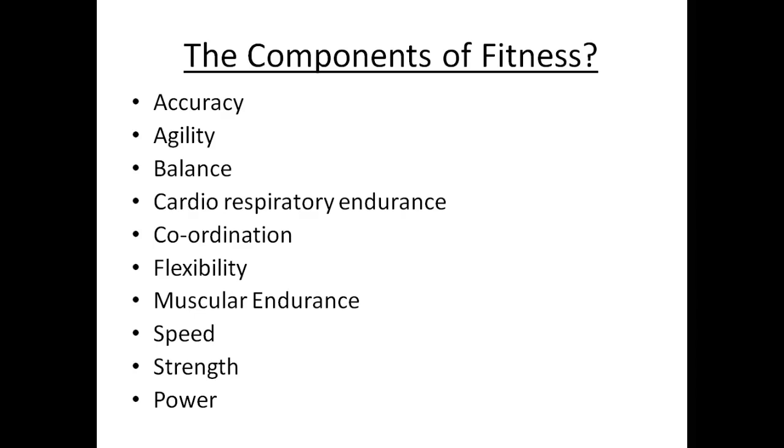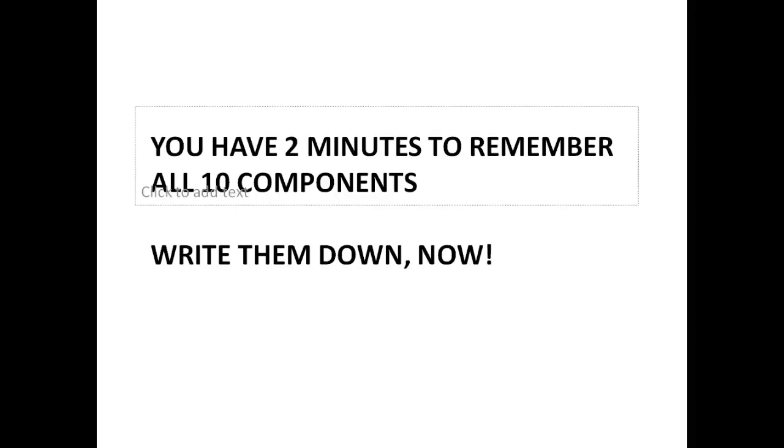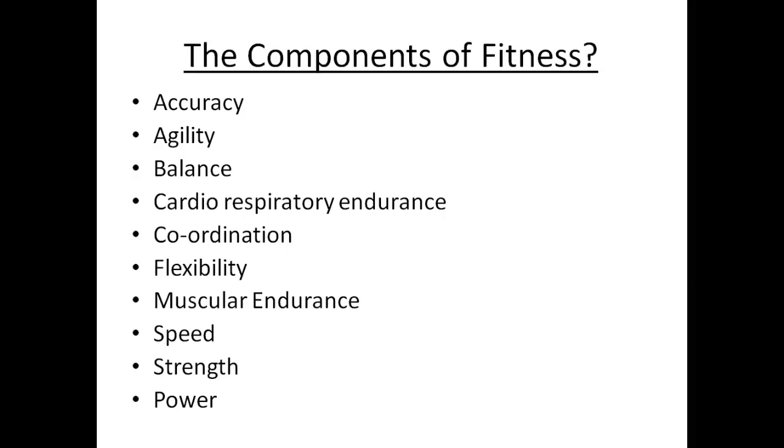In alphabetical order, the components of fitness are accuracy, agility, balance, cardiorespiratory endurance, coordination, flexibility or range of movement, muscular endurance or stamina, speed, strength, and finally power. They're the 10 components of fitness. So you've got 2 minutes to remember all the components. Write them down now. Just quickly remember what they are.